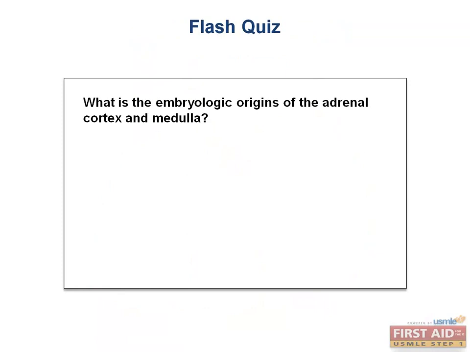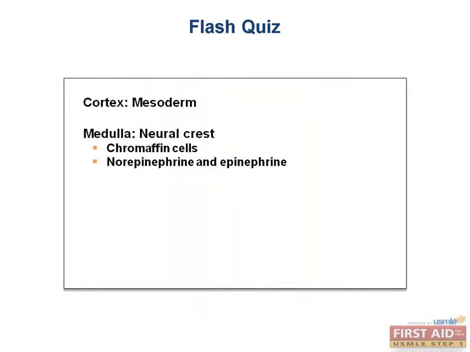For our second question, what are the embryologic origins of the adrenal cortex and medulla? The outer cortex layer is derived from mesoderm, whereas the inner medulla layer comes from the neural crest cells. Remember, the medulla contains the chromaffin cells that produce norepinephrine and epinephrine. Easy points on test day. Remember the embryologic origin of these 2 layers. Since they are different, these are easily tested.